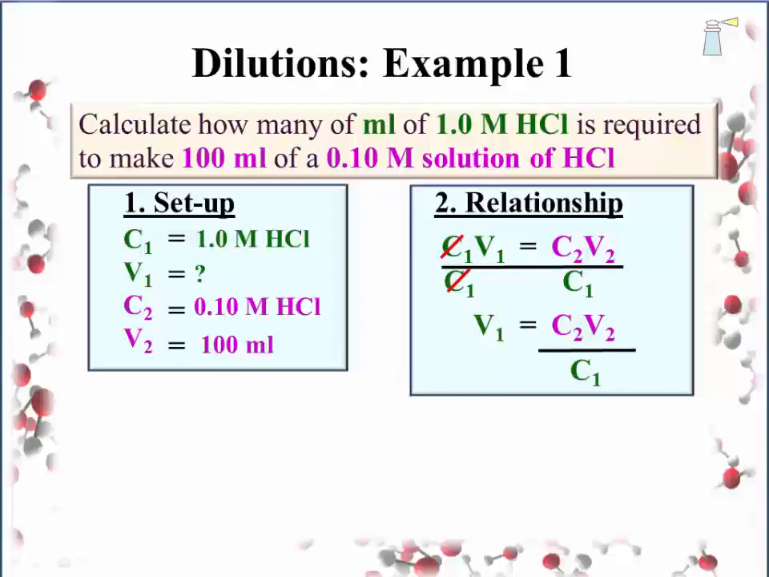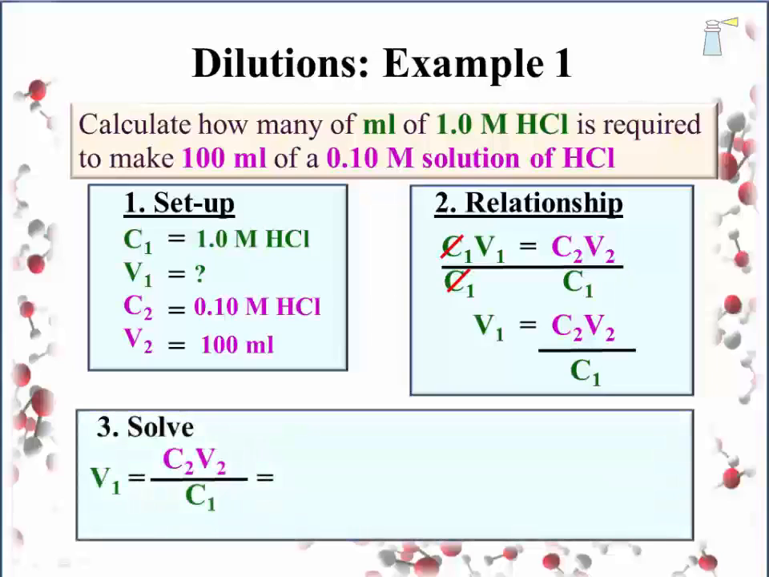The student may ask, why not just input the variables into the C1V1 equals C2V2 equation? The answer is that adding numbers and units complicates the original equation and increases the likelihood of math errors. Solving the equation with the variables in place is a best practice.